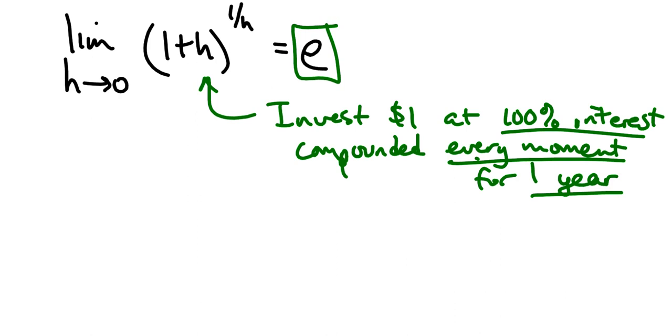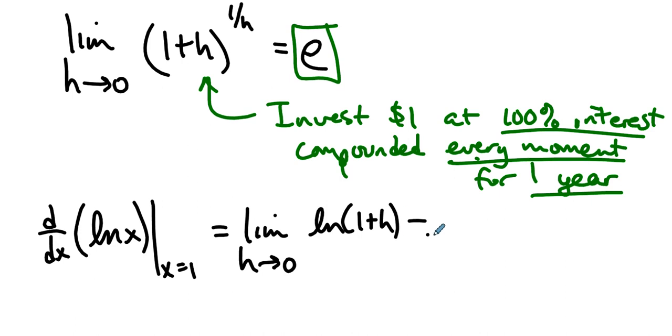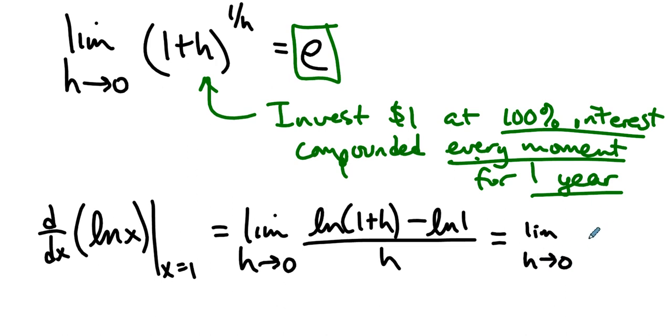Well, it's true because we know what the derivative of the natural log function is at x equals 1. We know that this is the limit as h approaches 0 of the natural log of 1 plus h minus the natural log of 1, over h. And we know what the natural log of 1 is because we defined it. So this is the limit as h approaches 0 of 1 over h times the natural log of 1 plus h, right?